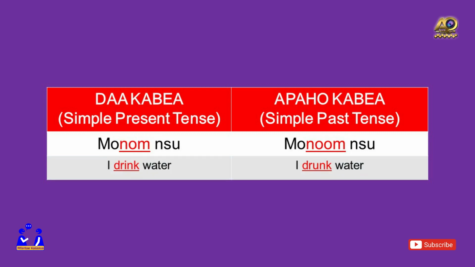This one we have monumunsu. Changing this into the simple past tense, we double the vowel, and the vowel here is oo. In Fante, we say oo. So we have doubled the o. Note that this o is not ending the verb, but however, it is the ending vowel. So we only double it. So now we have monom nsu.